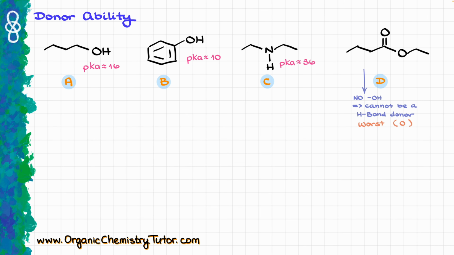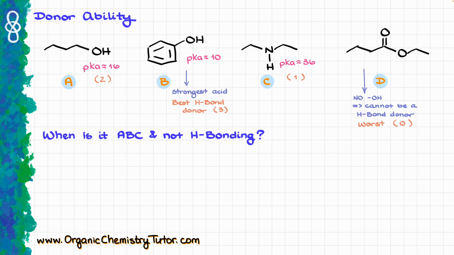And based on these numbers, we can see that the phenol, molecule B here, is going to be our strongest acid, and because of that, that one is going to be our best hydrogen bond donor, so I'm going to rank it as 3, followed by 2, which is our alcohol, and finally 1, which is our amine. So amine is the worst hydrogen bond donor, while the more acidic groups like alcohols or phenols are going to be much better hydrogen bond donors instead.